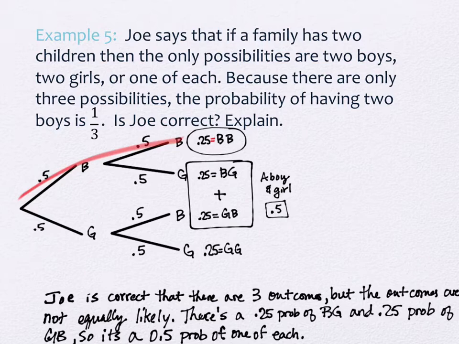Right, that's the unequally likely part, if I think about there really being 3 different sort of outcomes to what's going on. Now, this isn't the only way I could write this. I could simply say he's incorrect. There's really 4 outcomes, because the outcome of boy-girl and the outcome of girl-boy, because of the ordering, is a different outcome. So therefore, there are 4 equally likely outcomes, not 3 equally likely outcomes. So I could approach it from that perspective, and it would be equally correct to say so.